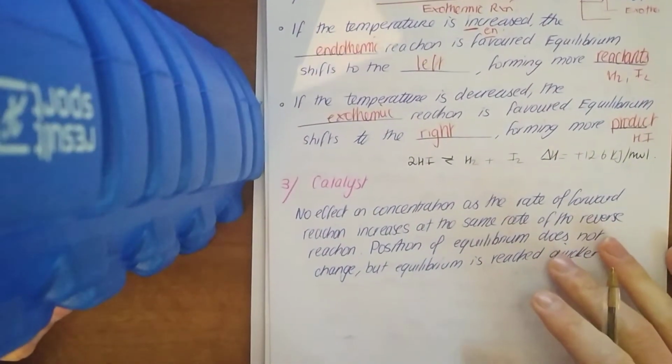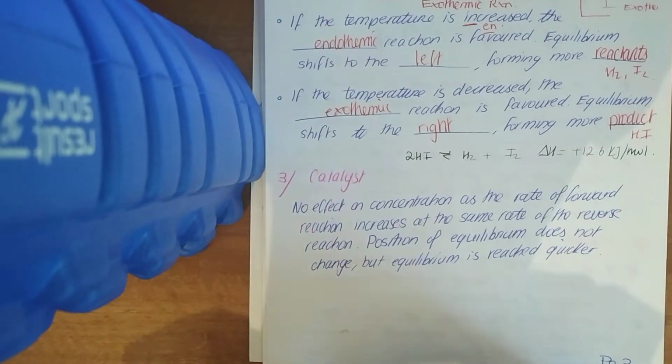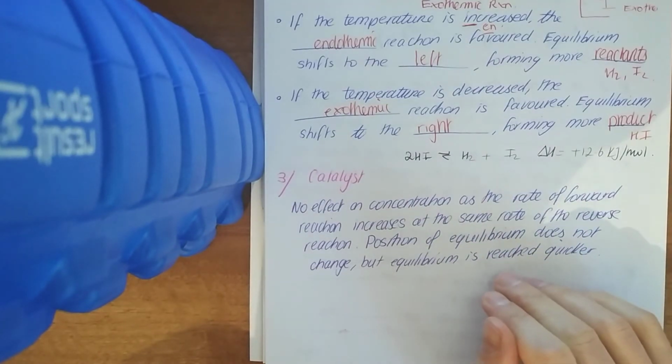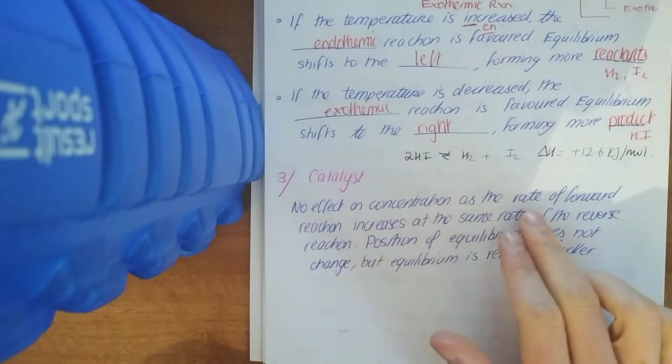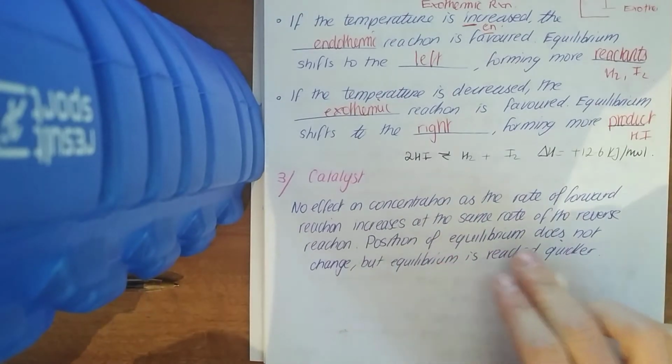Catalyst. We'll keep battering on. Now how catalysts work. Catalysts alter the rate of a chemical reaction, but they're not consumed in the reaction. If they increase the rate of the reaction, they work by lowering the activation energy. It increases the rate for the forward and the reverse reaction by the same amount, so it has no effect on the position of the equilibrium. It just means that equilibrium is reached quicker. So no effect on concentration, as the rate of the forward reaction increases at the same rate as the reverse reaction. Position of equilibrium does not change, but equilibrium is just reached quicker.